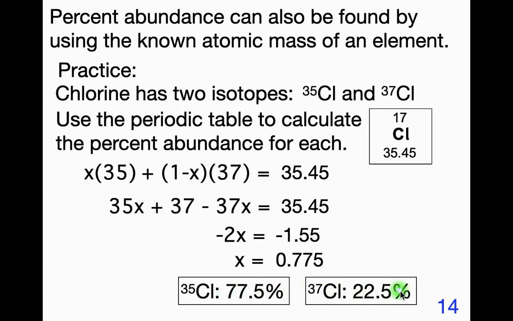Now, when you're done with this calculation, I encourage you to go back to your algebraic equation and plug in the values that you just figured out, and double check that it does give you the number you're interested in, the atomic mass. So this again would be 0.775, this would be 0.225. If we were to plug those numbers in over here, you would get 35.45. It's a good way of double checking your work.